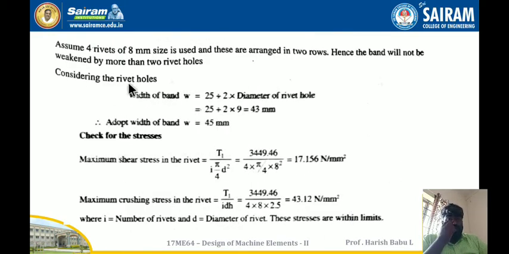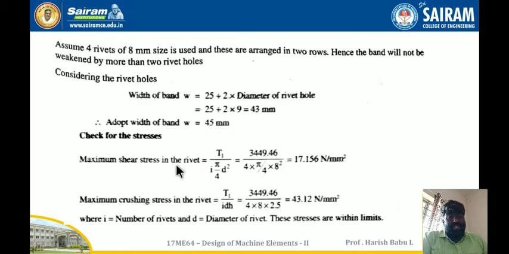Assuming 4 rivets of 8 mm size are used, arranged in 2 rows, the band will not be weakened by more than twice the rivet holes. Considering the rivet hole, the width of the band W equals 25 plus 2 into the diameter of the rivet hole. So I get 43. So you have to adopt the width of the band as 45 mm.